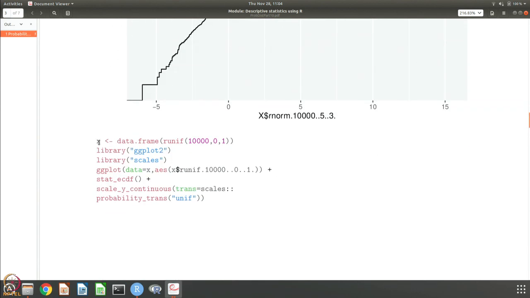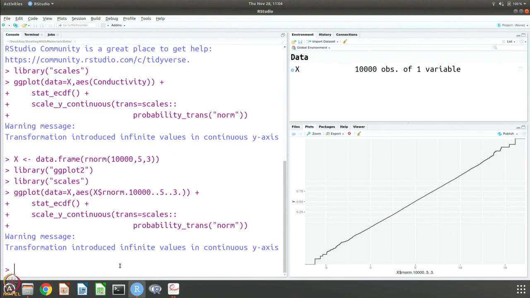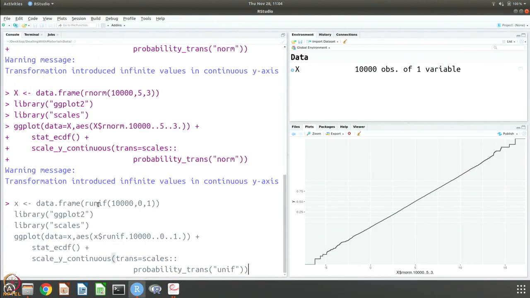Right. Now let us do the next exercise. I want to show you that it is possible to use scales other than normal and get similar plots. In this case, for example, I am using the uniform distribution, and I am generating 10,000 random deviates from the uniform distribution, and I am going to do the same exercise: plot the cumulative distribution function and scale the y axis, but this time scale it to be uniform.